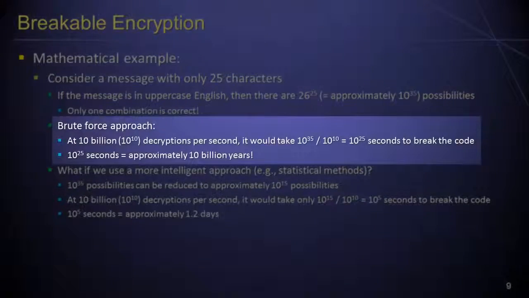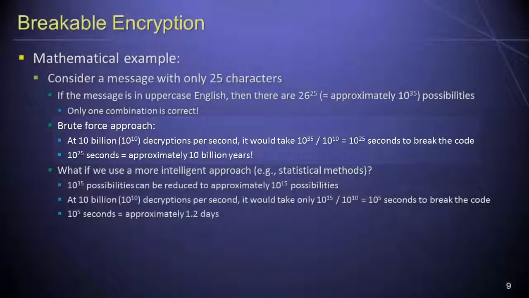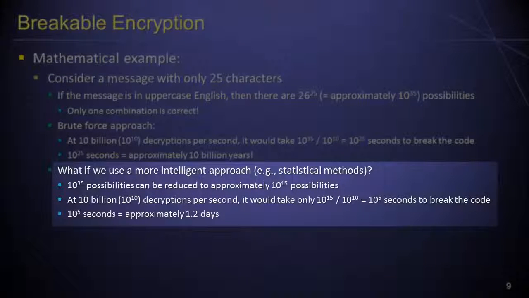If we were to use a brute force approach that enabled us to check 10 billion, that is 10 to the 10th power, possibilities per second, then it would take a total of 10 to the 25th seconds to check every possibility. As a point of reference, consider that 10 to the 25th power seconds is approximately 10 billion years, which is only slightly less than the age of the universe. Clearly, using a brute force approach to break such a message is not feasible with our current computing technologies. What would happen then if we were to abandon our brute force strategy in favor of a more intelligent approach, such as one which relies upon statistical methods?